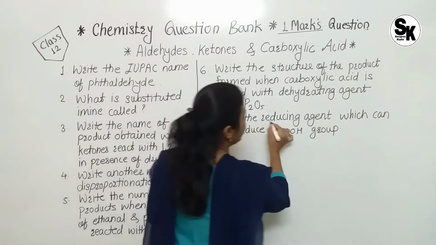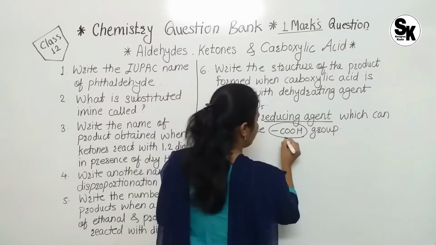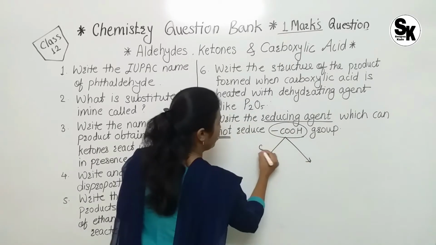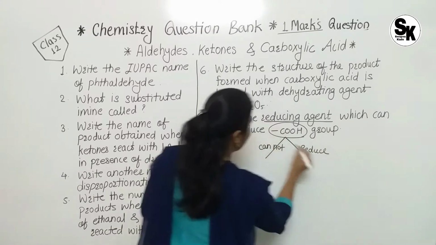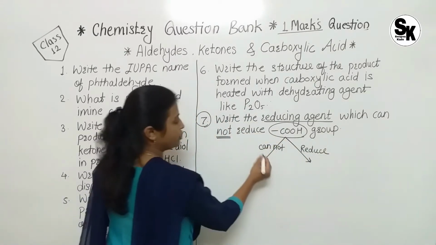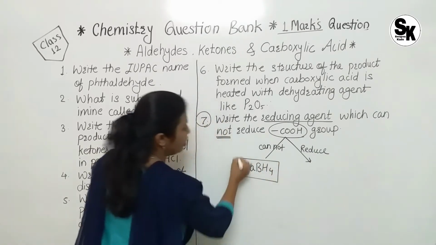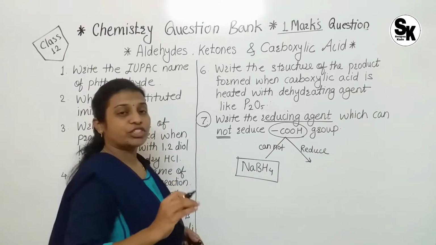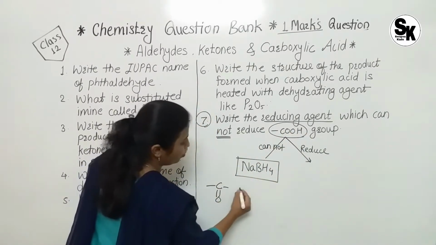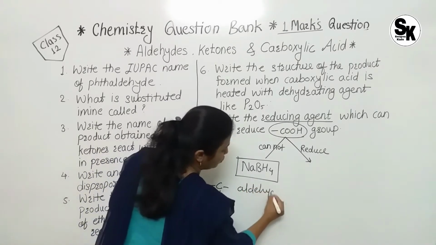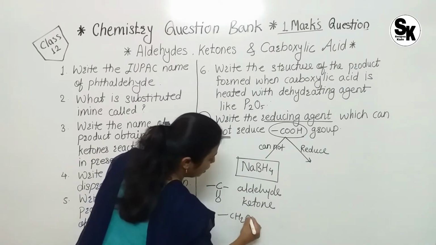That is, write the reducing agent which cannot reduce the COOH group. Firstly I will tell you which cannot reduce, and secondly I will tell you which can reduce. The reagent that cannot reduce it is NaBH4, that is sodium borohydride. This is the reducing agent which cannot reduce the COOH, but it can reduce the carbonyl group of the aldehyde as well as ketone into the alcohol. This is the important point.